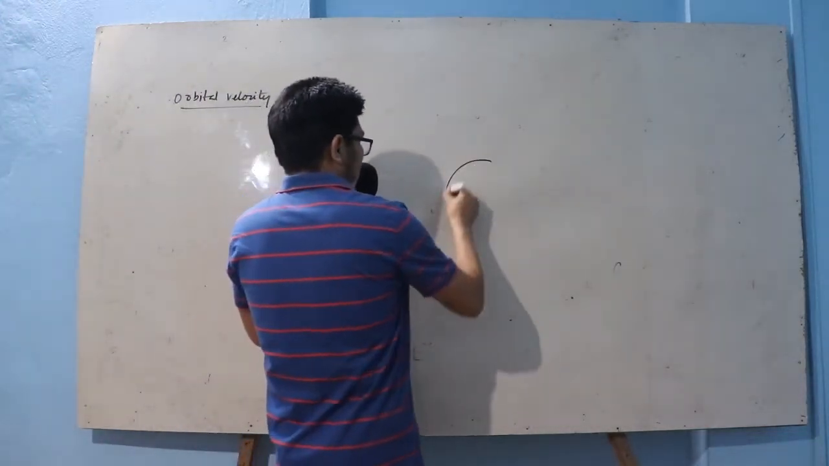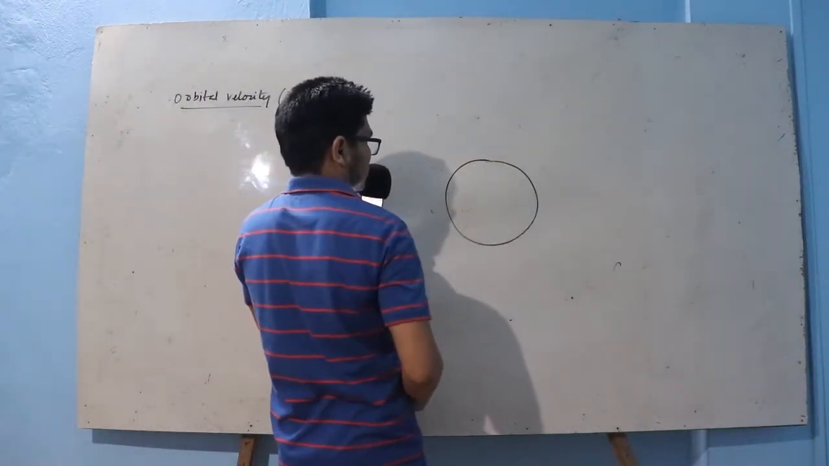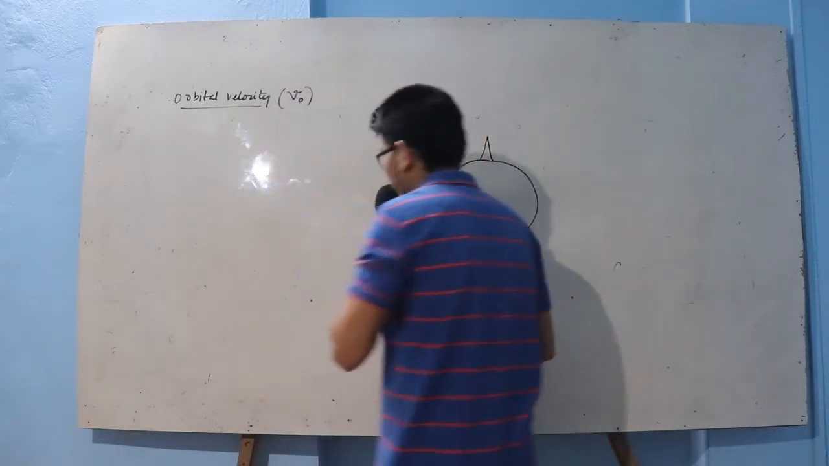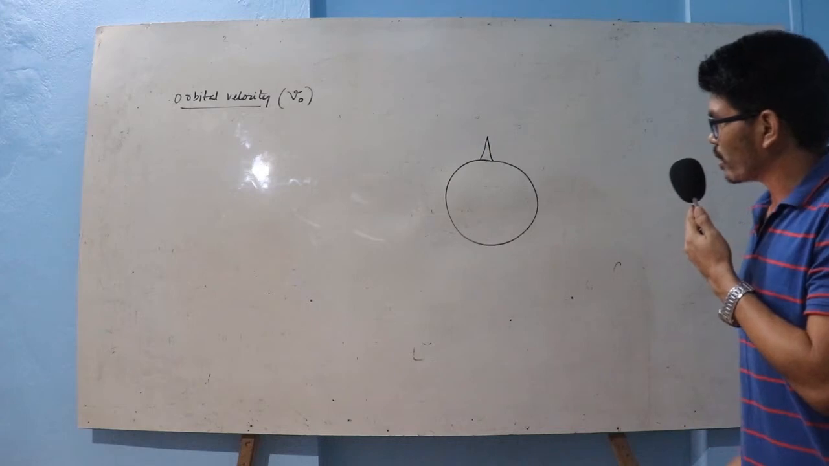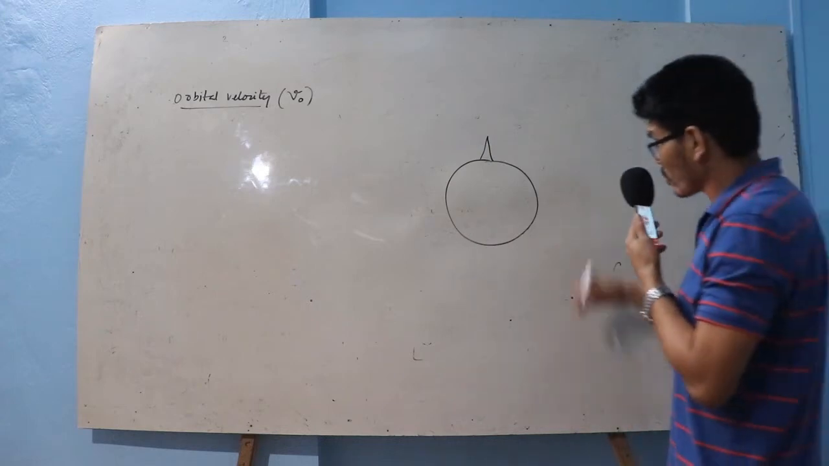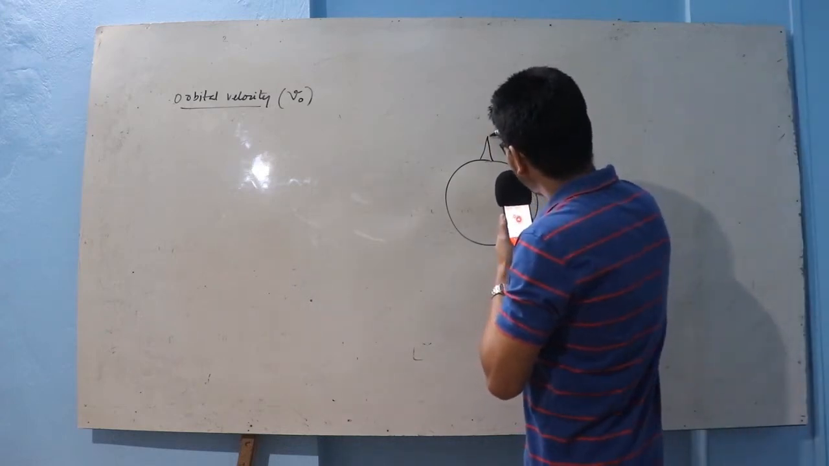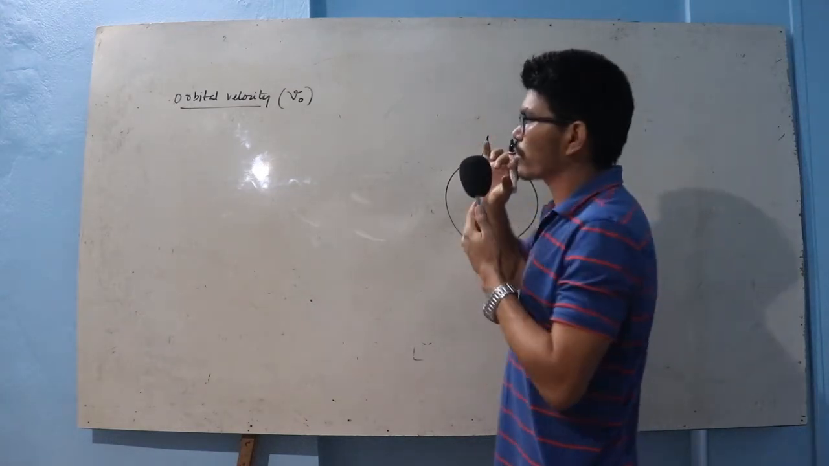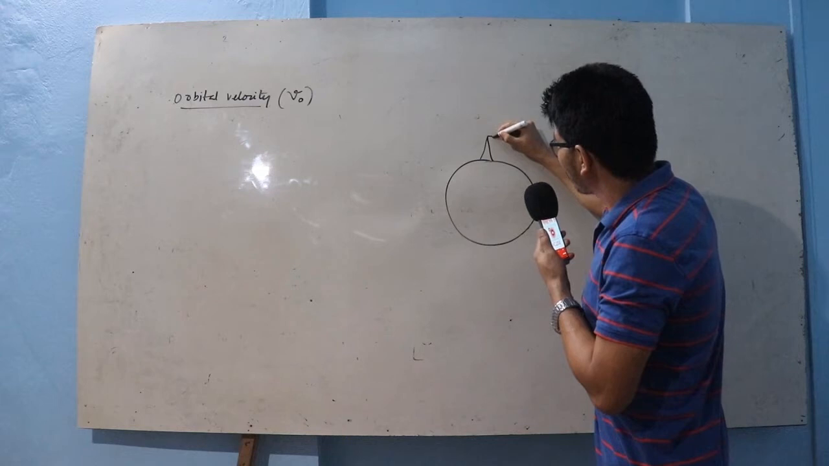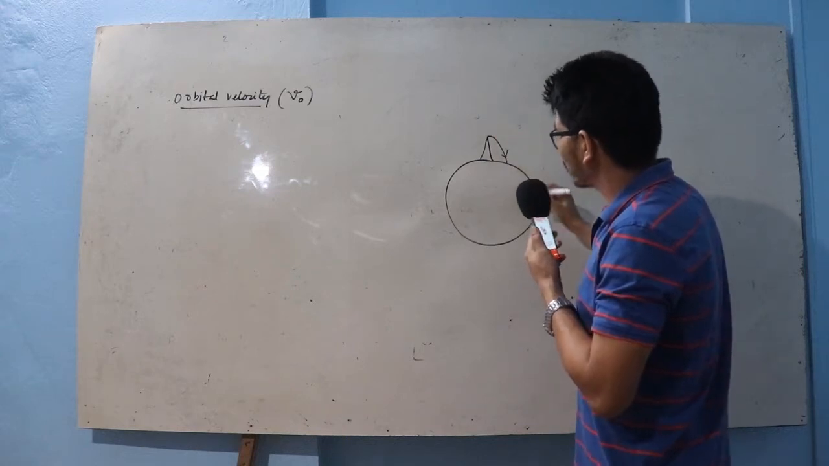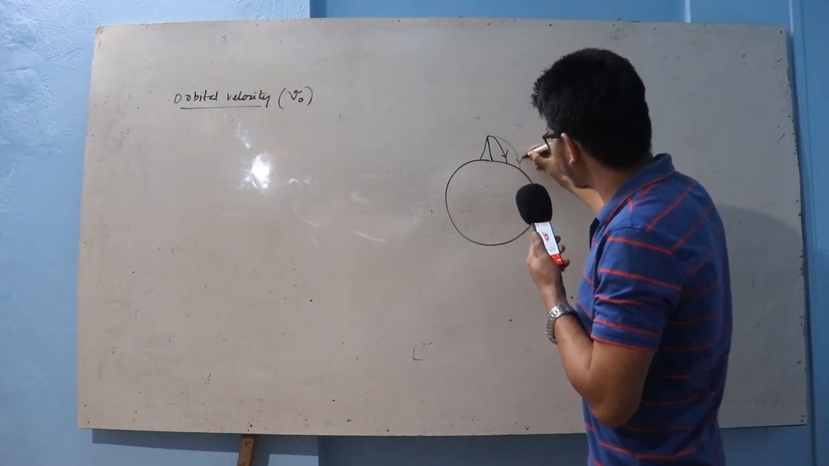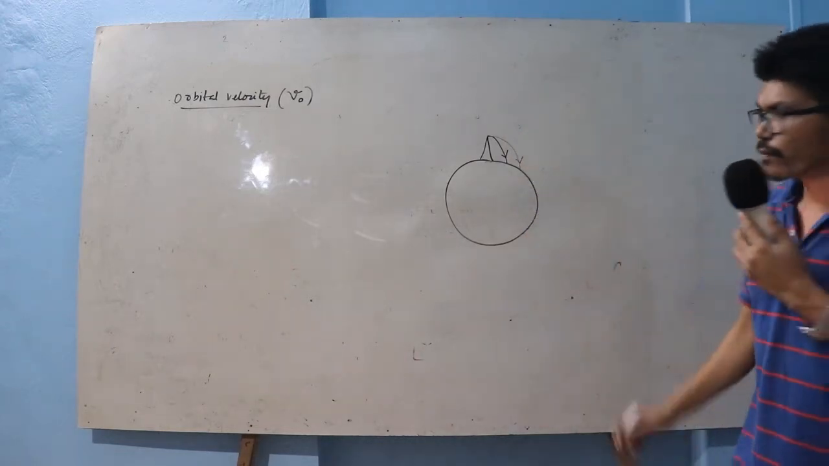If this is the Earth, imagine there is a tower very high, say thousands of meters. If you throw a stone, standing at the top, this will fall here. The more velocity you throw with, this will increase like this here, keep on increasing.